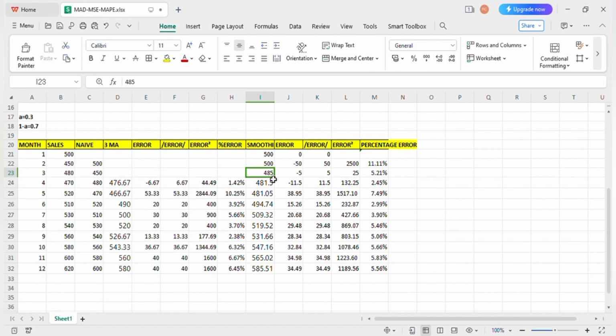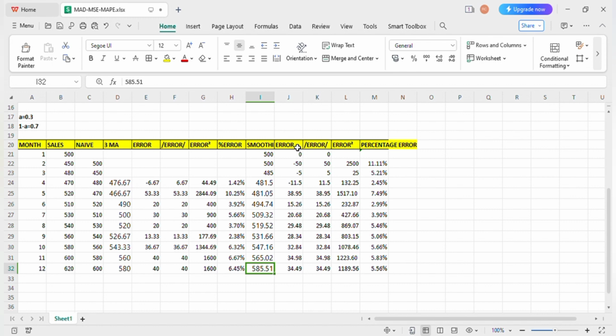So for this third period of 485, we multiply by 0.7, and just remember that result of 485 times 0.7, and the result of 480 times 0.3, we add the results, and the result is 481.5. That's the principle in exponential smoothing so we can see the results from the first month to the 12th month.